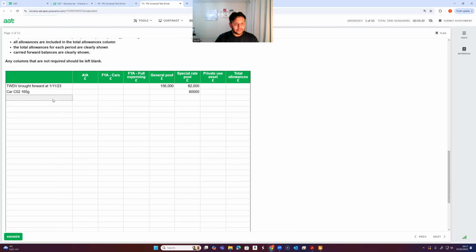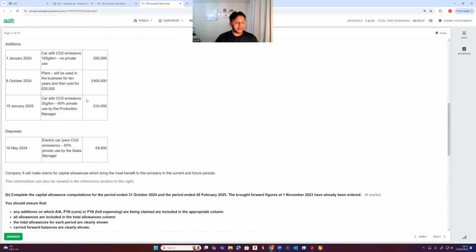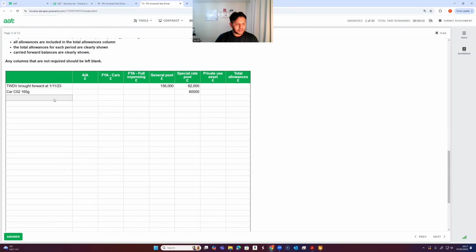The next one, we have a plant also bought during the 12 month. So 400,000. So it's a plant, 400,000, eligible for AIA. As soon as you have it, you remove it. So just write the AIA and make it gone, so that you don't forget that it's gone. And let's come to the allowance column. So 400,000 total allowance.